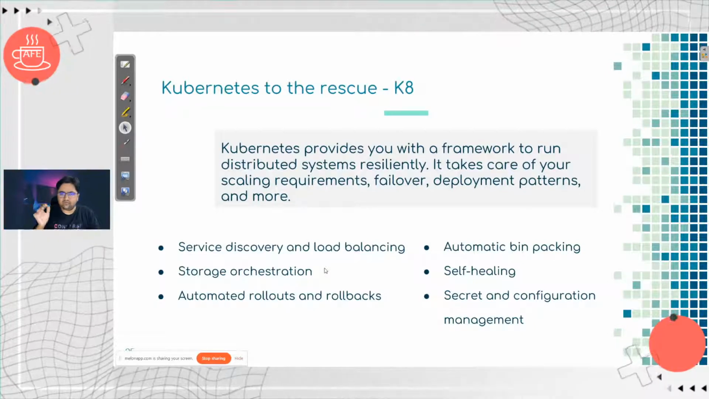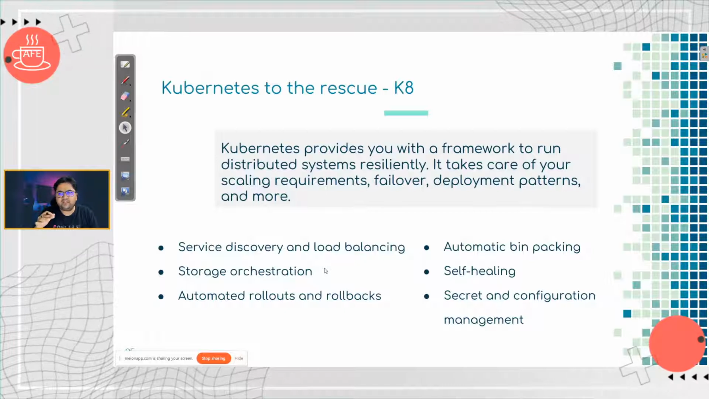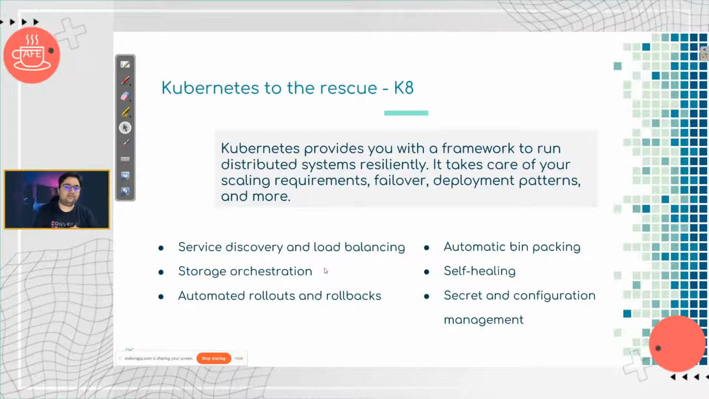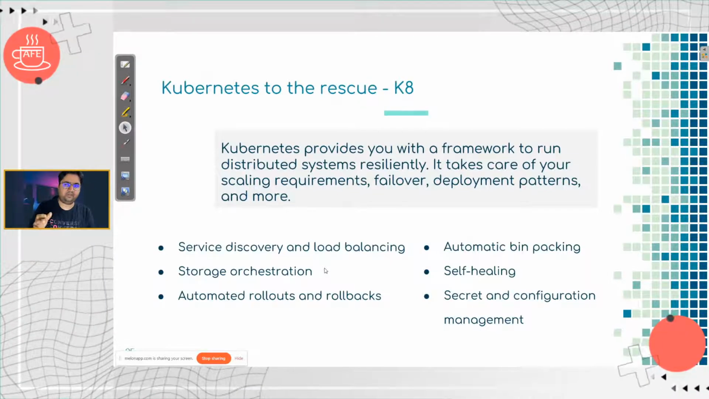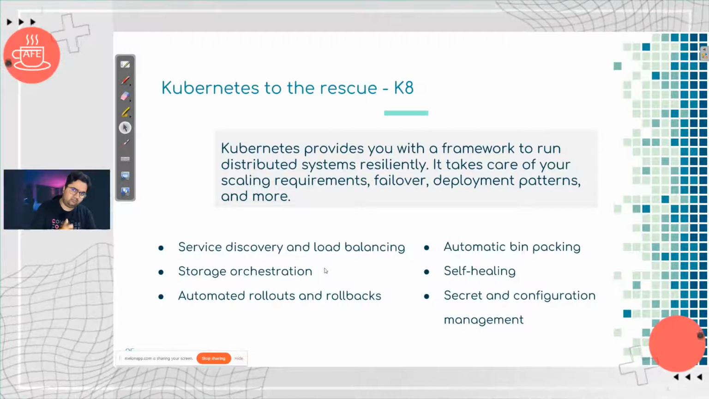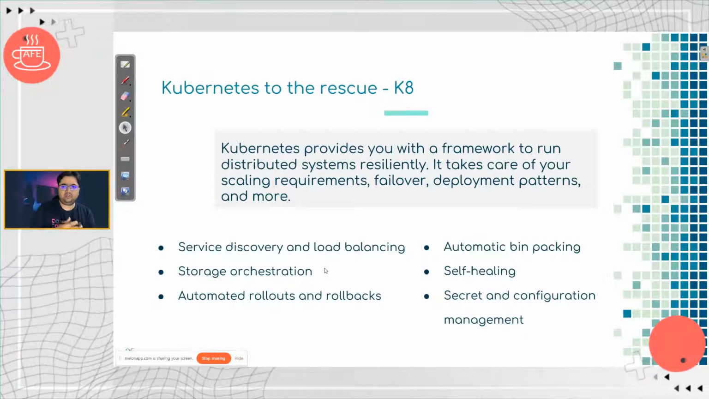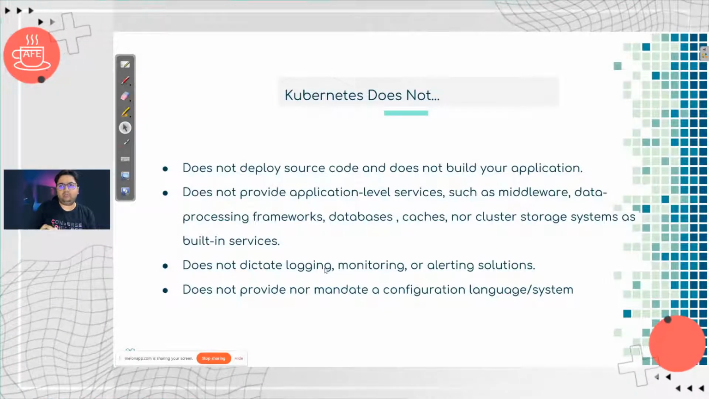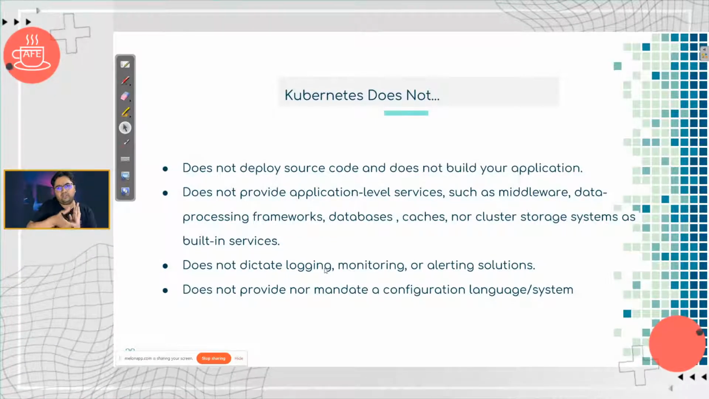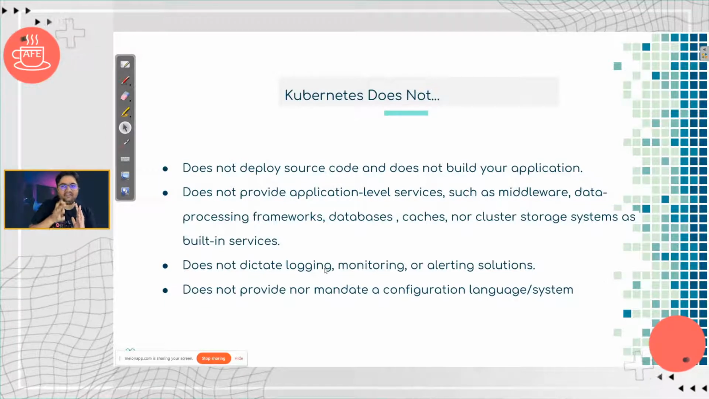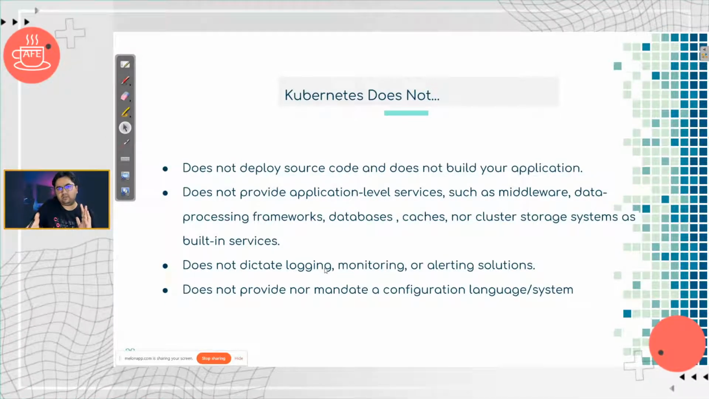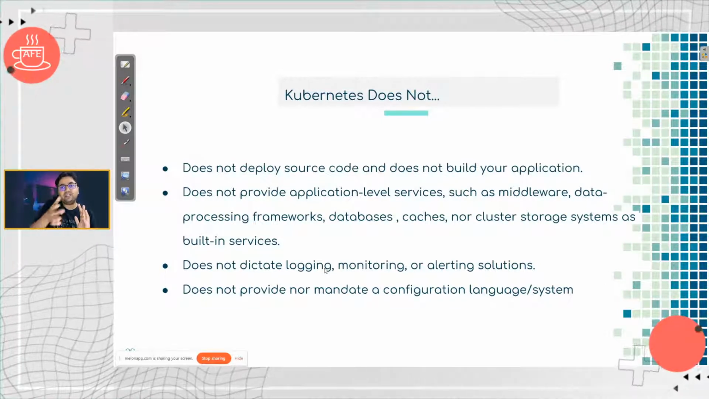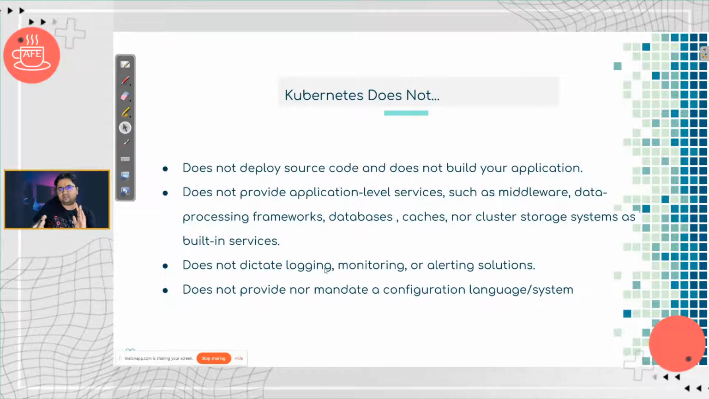But Kubernetes is probably the framework which can run distributed systems very resiliently. It can take care of your scaling requirements, your failover, your deployment patterns and a lot of other parameters, right? So Kubernetes is probably the answer to a lot of the questions that we have been looking at. A couple of things to know before you get any deeper into Kubernetes: Kubernetes does not deploy source code and does not build your application. It is not a CI/CD system. It's an enabler for it, but it is not a CI/CD system.